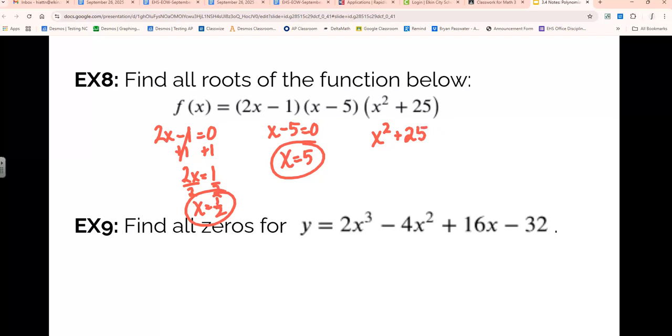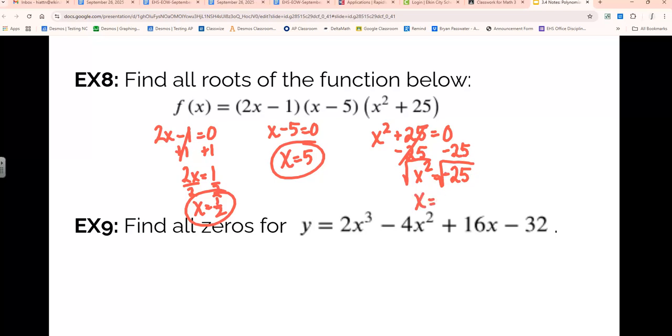Because we're going to say x squared plus 25 equals 0. To solve that, I would need to move the 25 over to the other side. So I would subtract 25. And so I will have x squared equals negative 25. Now, to get rid of a square, I would need to square root both sides. And so when I square root both sides, I would get an x over here.